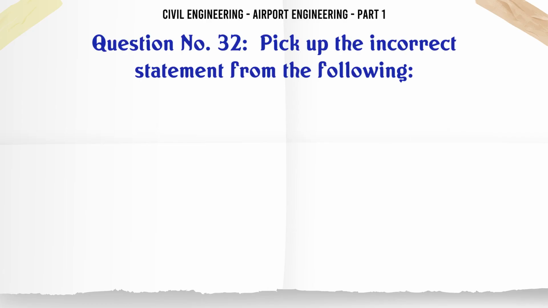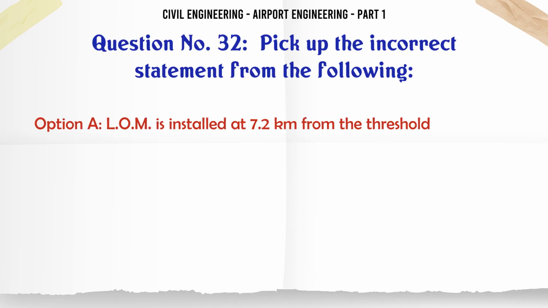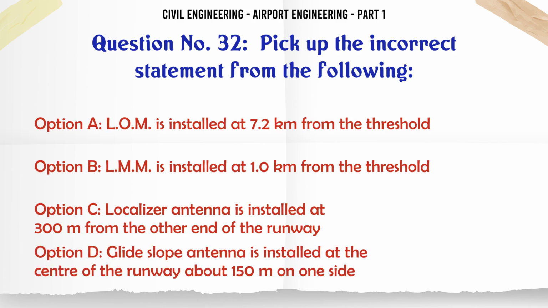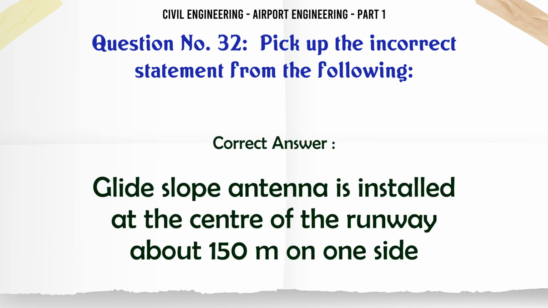Pick up the incorrect statement from the following. A. ALOM is installed at 7.2 kilometers from the threshold. B. BLMM is installed at 1.0 kilometers from the threshold. C. Localizer antenna is installed at 300 m from the other end of the runway. D. Glide slope antenna is installed at the center of the runway about 150 m on one side. The correct answer is glide slope antenna is installed at the center of the runway about 150 m on one side.